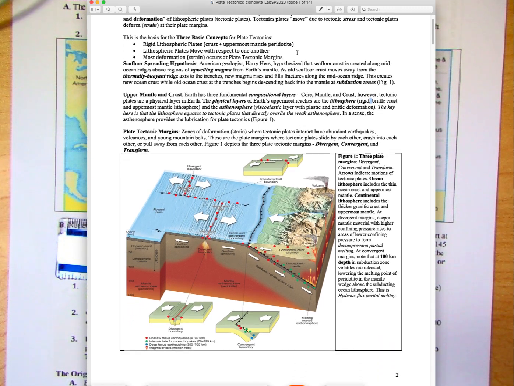Remember, I always ask this question here as an essay question. The three basic concepts, know those. I don't want the three plate tectonic boundaries, I want the three basic concepts, and they're right here.